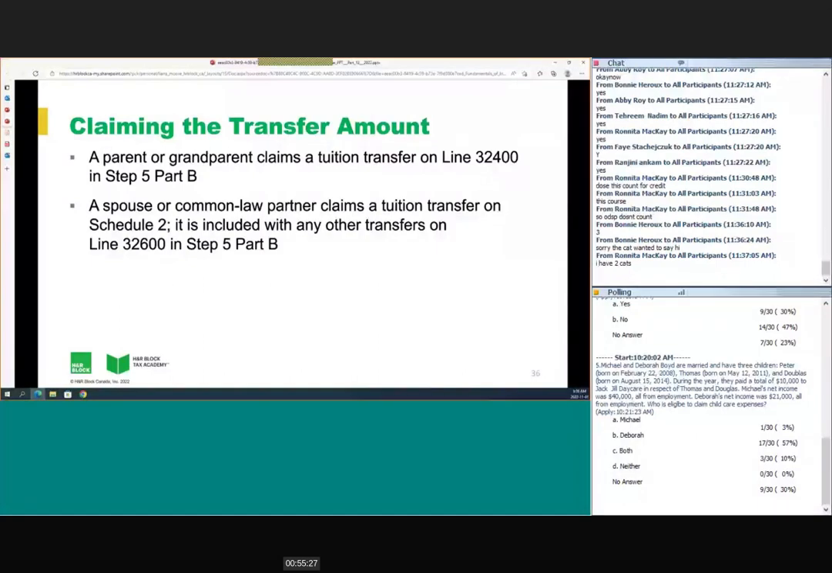In the case of a parent or grandparent, they can claim a tuition transfer on line 32400 in Step 5, Part B, non-refundable. If it's a spouse or common-law partner, they can claim a tuition transfer on Schedule 2. We've already seen Schedule 2, and if you remember, there was a line for tuition. So then it would be included in the non-refundables there. So that's basically the transfer amount. Once we get through here, we'll actually go through the form quite carefully to fill it out.